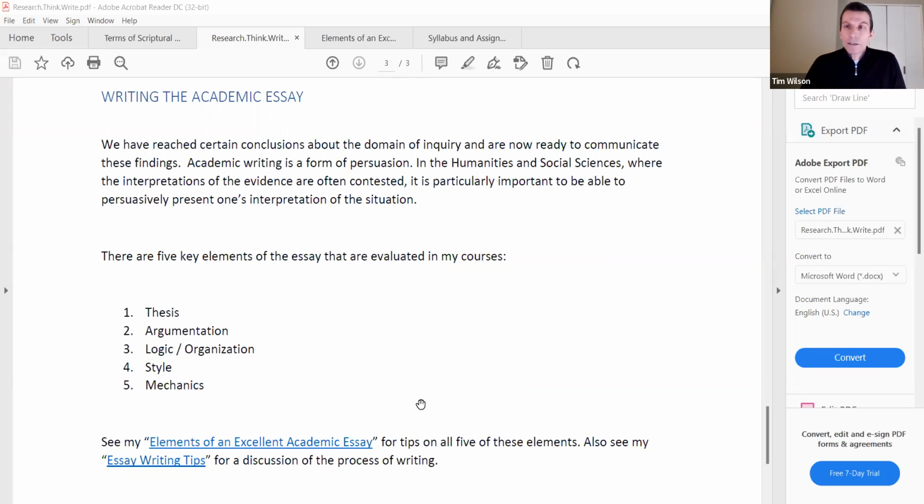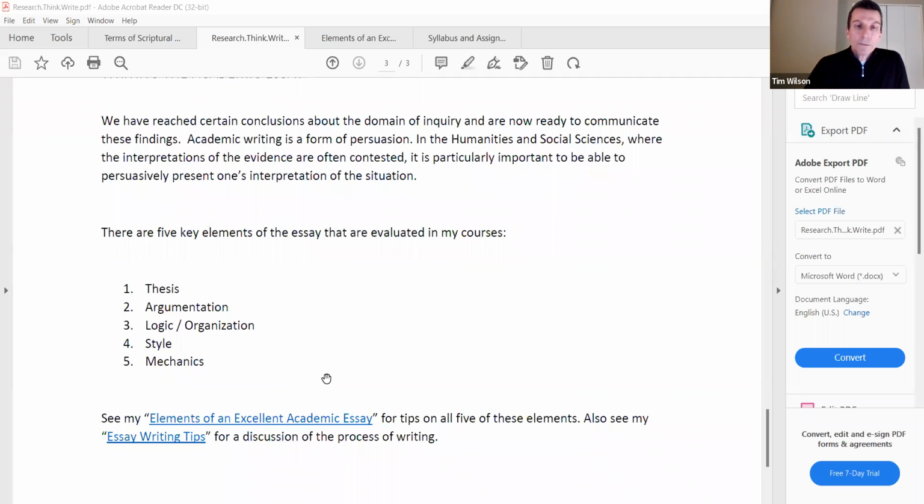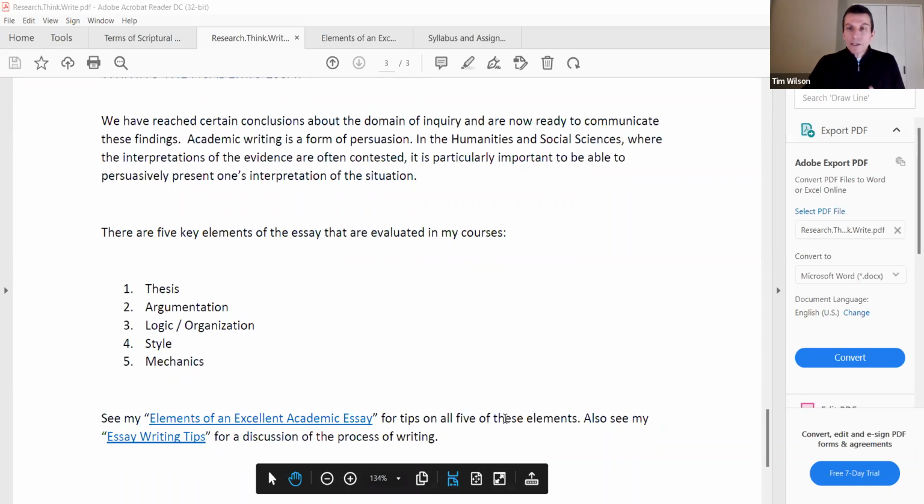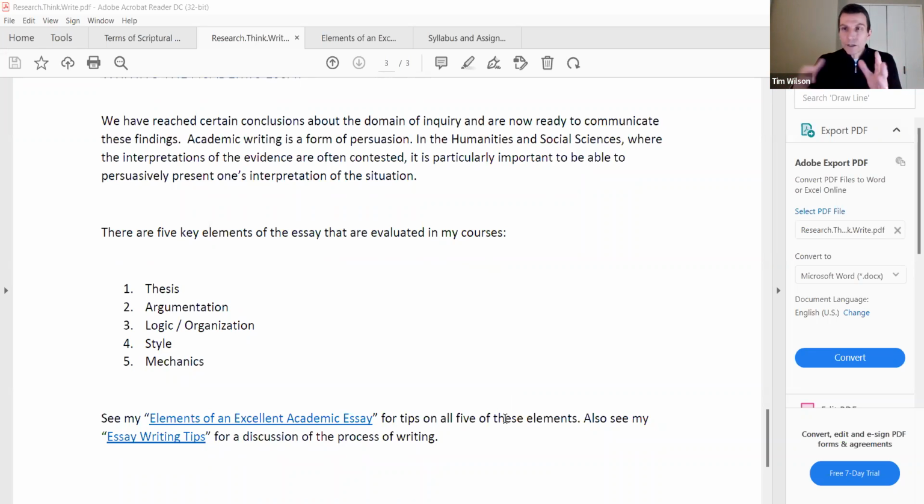So those are the five elements that I highlighted in this part of the document, and they're the five elements of the grading rubric that's used for this assignment and for the final exam.